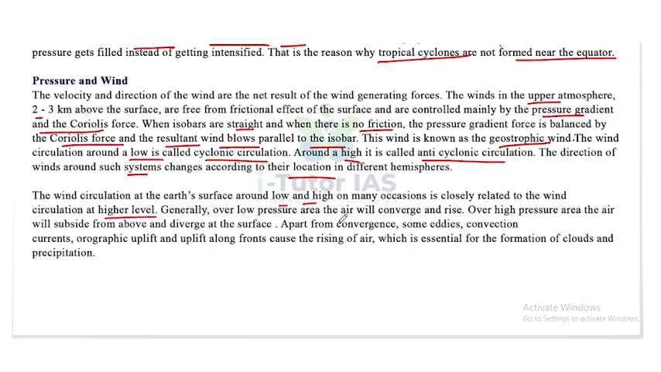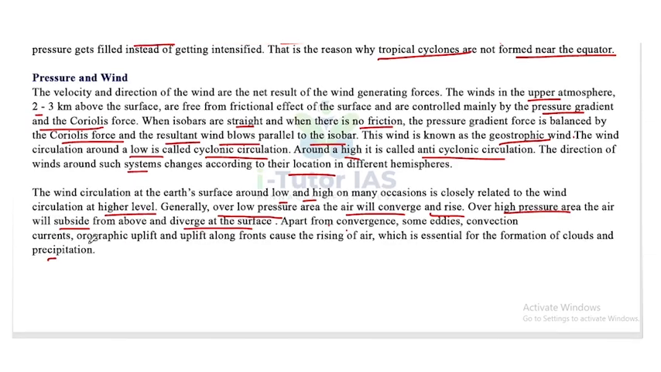Generally, over a low pressure area, the air will converge and rise. Over a high pressure area, the air will subside from above and diverge at the surface. Apart from convergence, some eddies, convection currents, and orographic uplift along the fronts cause the rising of air, which is essential for the formation of clouds and precipitation. So that's about pressure and wind.